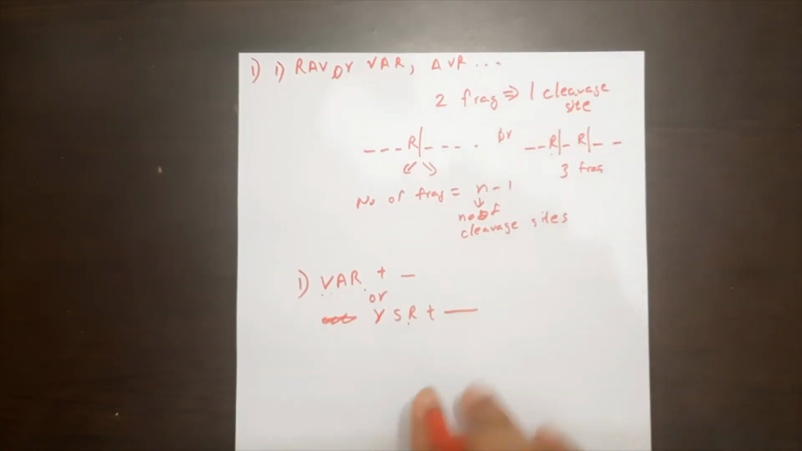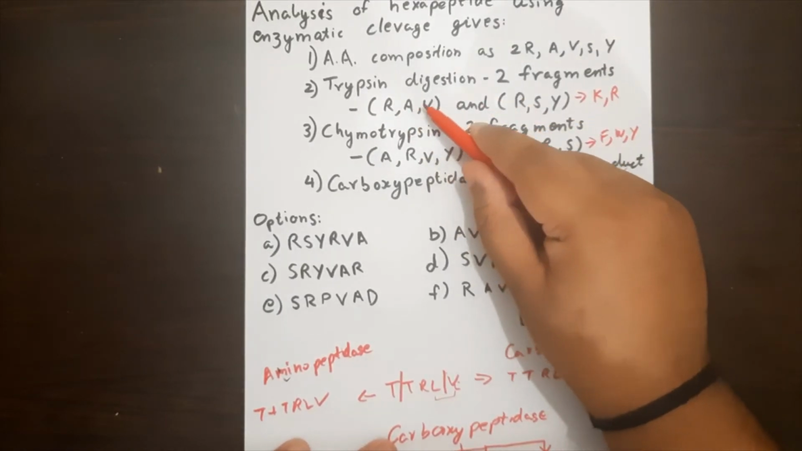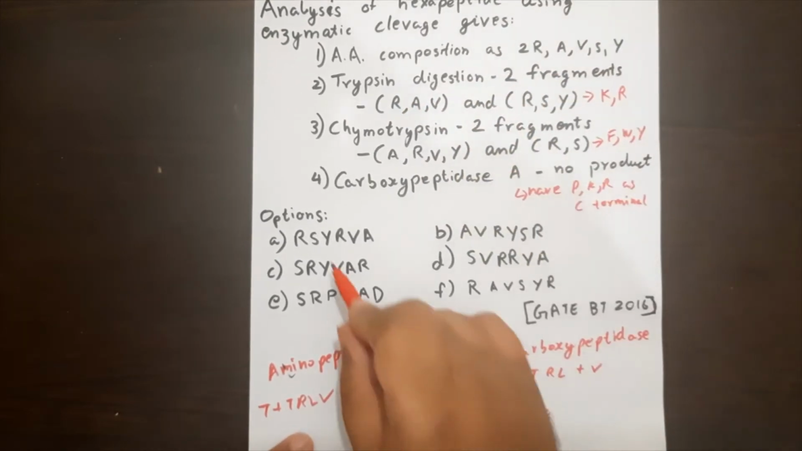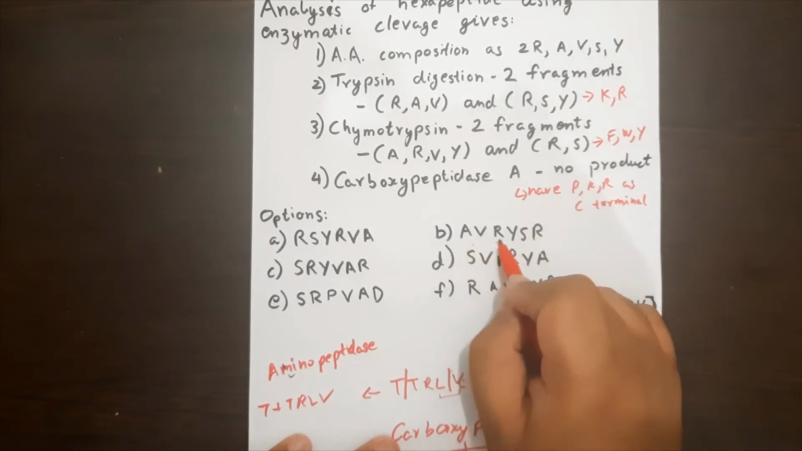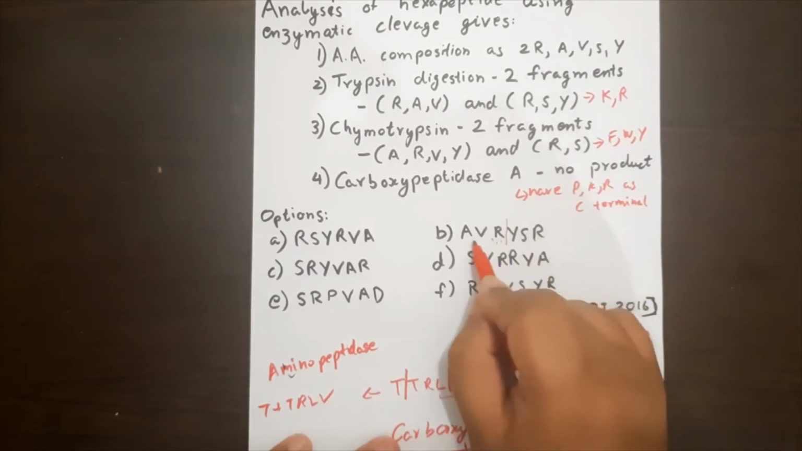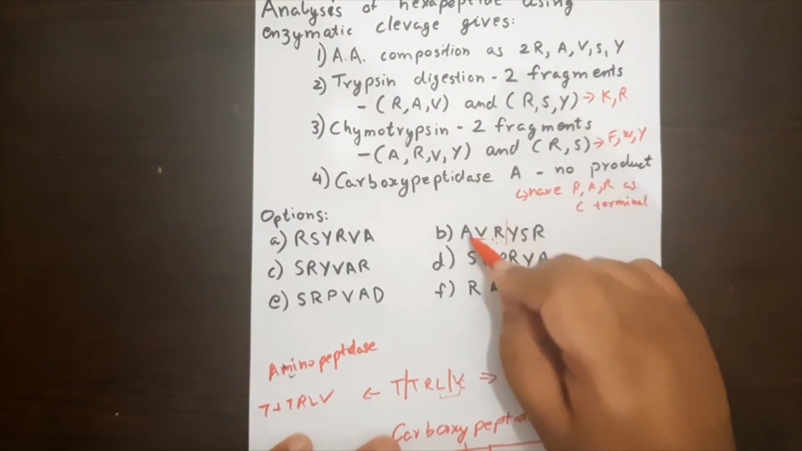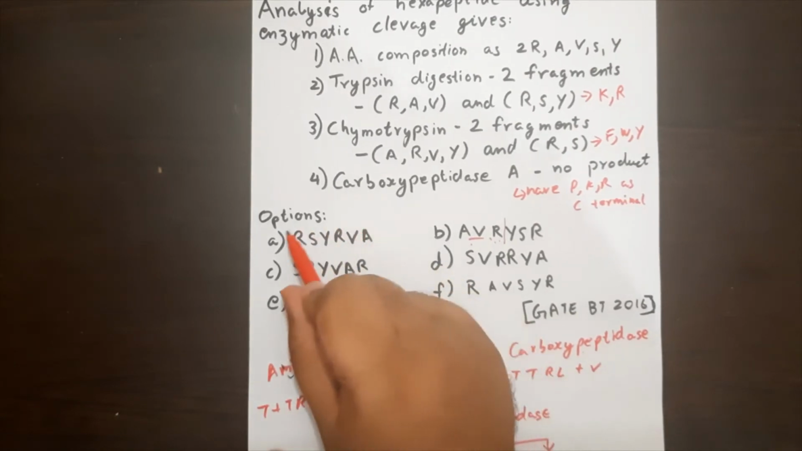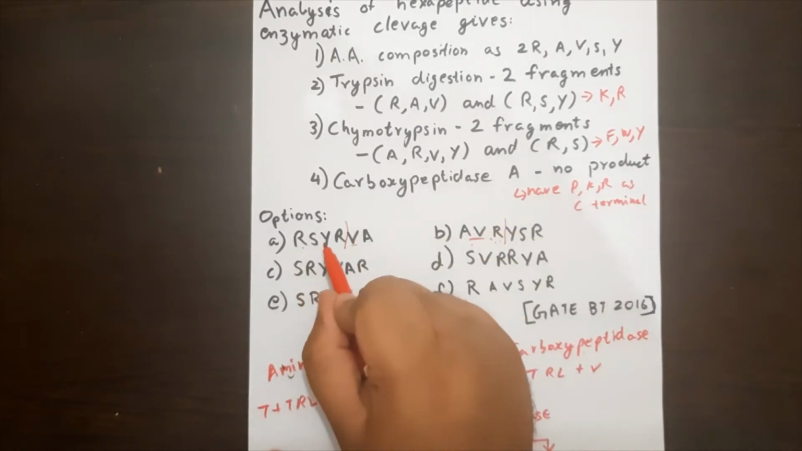Now, this GATE question was actually quite simple for people who already knew that. If you knew that AVR or VAR is a combination that has to happen, where this R group would be in the middle, and if you scan this, only option B has this kind of configuration. AVR, so cleavage will occur here, we'll get the two fragments AVR and RSY. It doesn't matter what, because you already found out from AVR that this is the case. See, if this is the internal amino acid cleavage site, the cleavage will occur here with trypsin, giving two fragments, RSYR and VA.